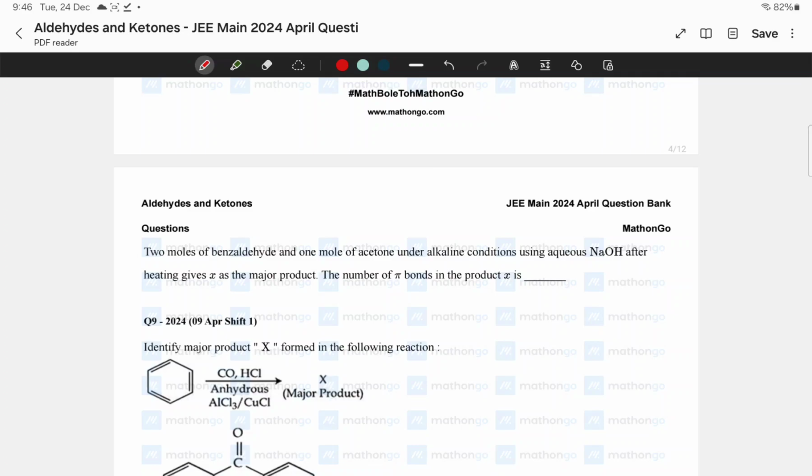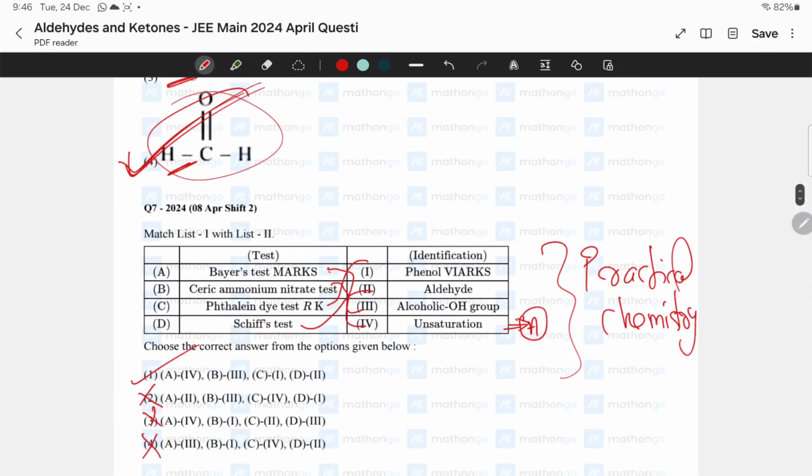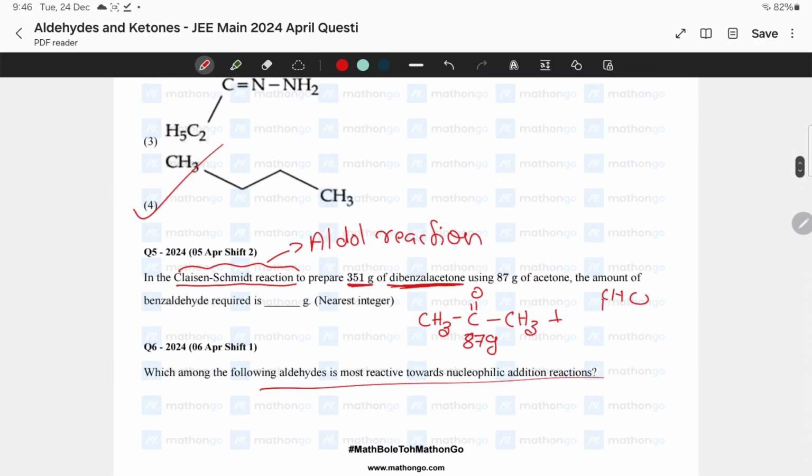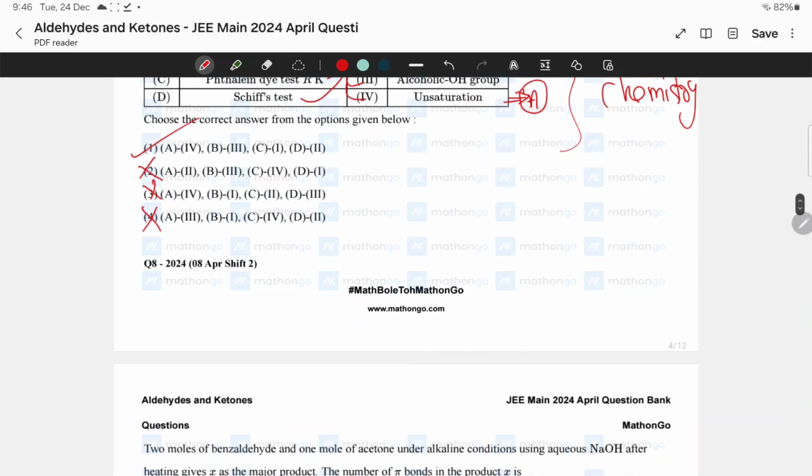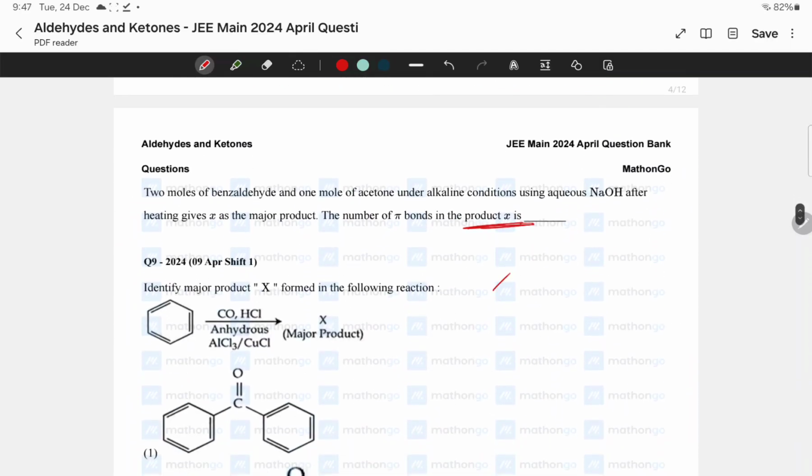2 moles of benzaldehyde and 1 mole of acetone under alkaline condition using aqueous NaOH after heating gives X as a major product. The number of pi bonds in the product. What is the same? Yes, we did the same here. You remember? Yes, it is dibenzyl acetone. So I will draw the structure of dibenzyl acetone. One second. This is the structure of dibenzyl acetone.